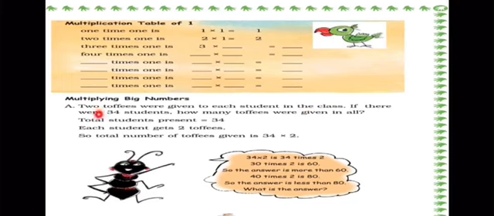Now multiplying big numbers. 2 toffees were given to each student in the class. If there were 34 students, how many toffees were given in all? Total students present 34. Each student gets 2 toffees. So total number of toffees given is 34 multiplied by 2. Now 34 is a bigger number. So how will we multiply? So 30 times 2 is 60. So the answer is more than 60. Now 40 times 2 is 80. So the answer is less than 80. So what is the answer?